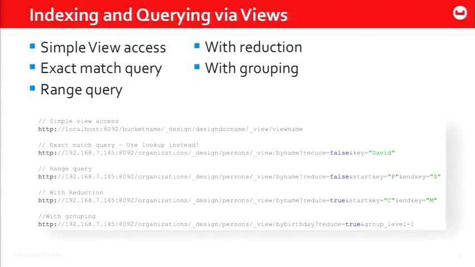And this is the real strength of such a B-tree index, right? The B-tree index just allows you to query for a range because the range is basically a subtree, right? So, okay, and with reduction, with grouping, all this stuff.